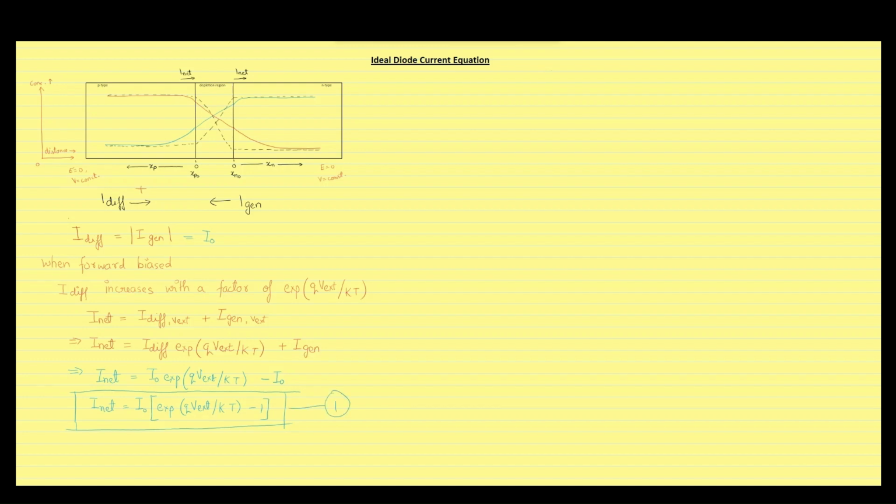But in the end, we still don't know the value of I naught. So our derivation is not finished yet. Now we have to mark a few points which are important for our further derivation.